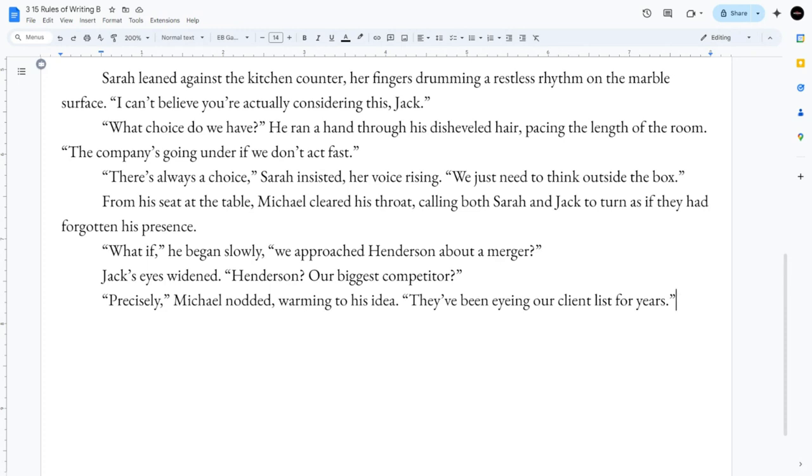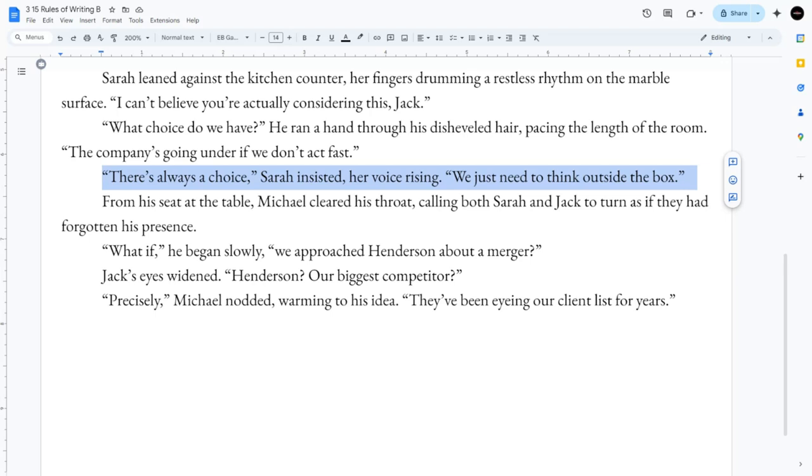All right. So before I go a little further, Sarah leaned against the kitchen counter, so we don't need a dialogue tag there. She says Jack's name, which means Jack is the next one talking, so we don't need a dialogue tag there, right? Then we know Sarah's the next in line, but I wanted to add a little emotional emphasis. She insisted, her voice rising. "There's always a choice." We just need to think outside the box, right?